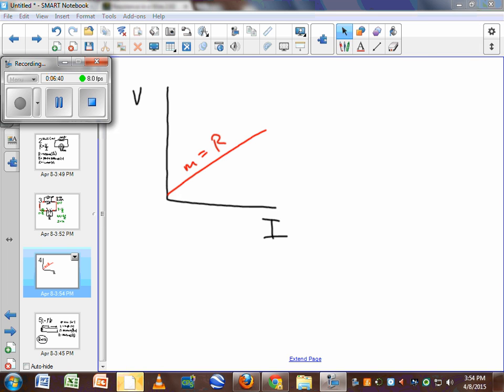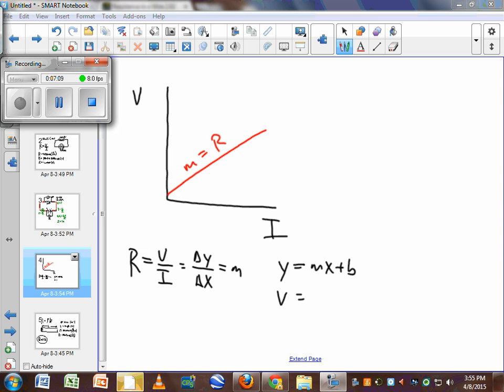And you can see that because if you look at R equals V over I, the V is on the y-axis, the I is on the x-axis, and that's equal to the slope. So the slope is equal to resistance. You can also look at this as y equals mx plus b. If you write out y equals mx plus b and plug in your values, on the y-axis we have V, the slope is R, and on the x-axis we have the current I. We're going to assume the b value is 0.